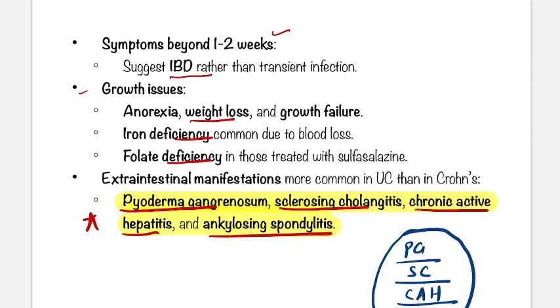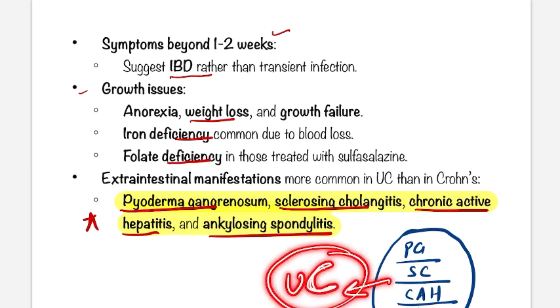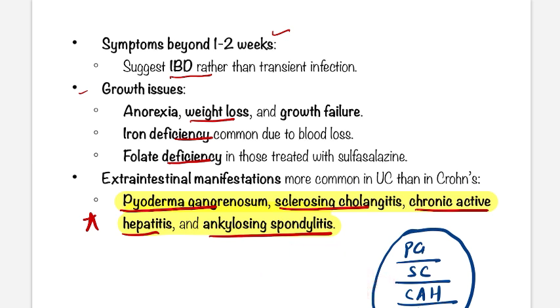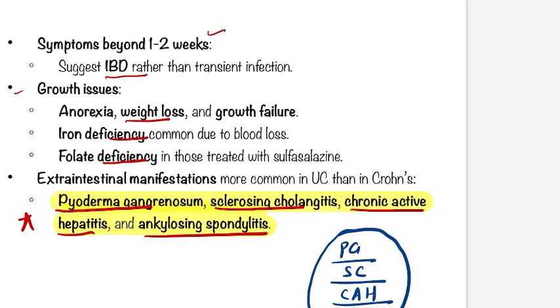A postgraduate went to the Supreme Court for CH for a case on AS, you remember it for ulcerative colitis. Just remember this mnemonic. PG, SC, CH and AS are more common in ulcerative colitis.